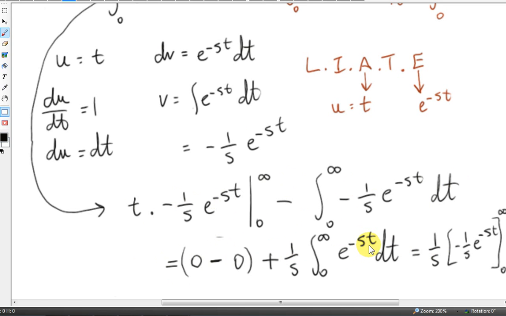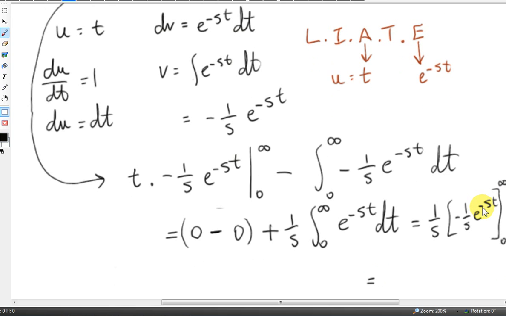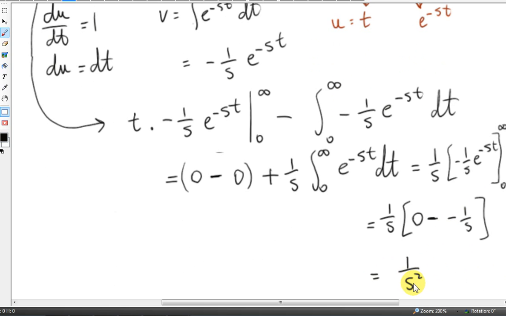Now we integrate e to the minus st. We've seen that already. We saw it up here actually. So we just have this here evaluated from t equals 0 to t equals plus infinity. So we get 1 over s, and we have to take the limit of this as t tends towards plus infinity. Well, we have e to the minus st, that's going to go to 0 as we've seen already. Minus 1 over s times 0. Then we have a minus sign, and then we have to evaluate this at 0. Plugging 0 in for t, we get minus 1 over s times e to the 0. That's minus 1 over s times 1. So we get 1 over s squared.